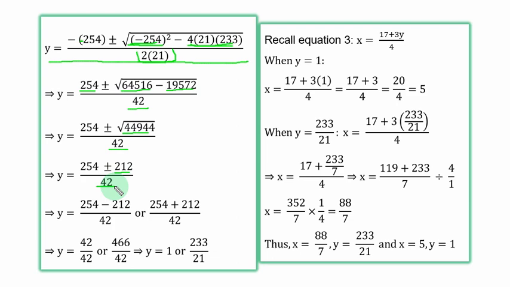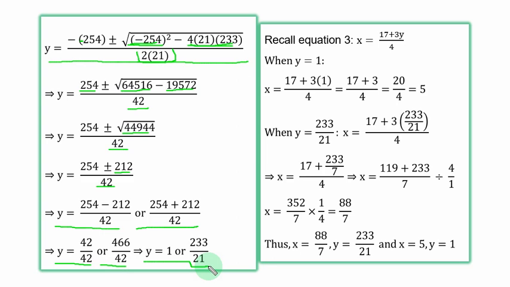Because of plus or minus, we write the expression 2 times. So y is equal to 254 minus 212 over 42, or 254 plus 212 over 42. When you subtract, y is equal to 42 over 42, or 466 over 42. When you divide further, you have y equal to 1, or 233 over 21. So we have two roots for y. That also implies that s will be 2 roots.